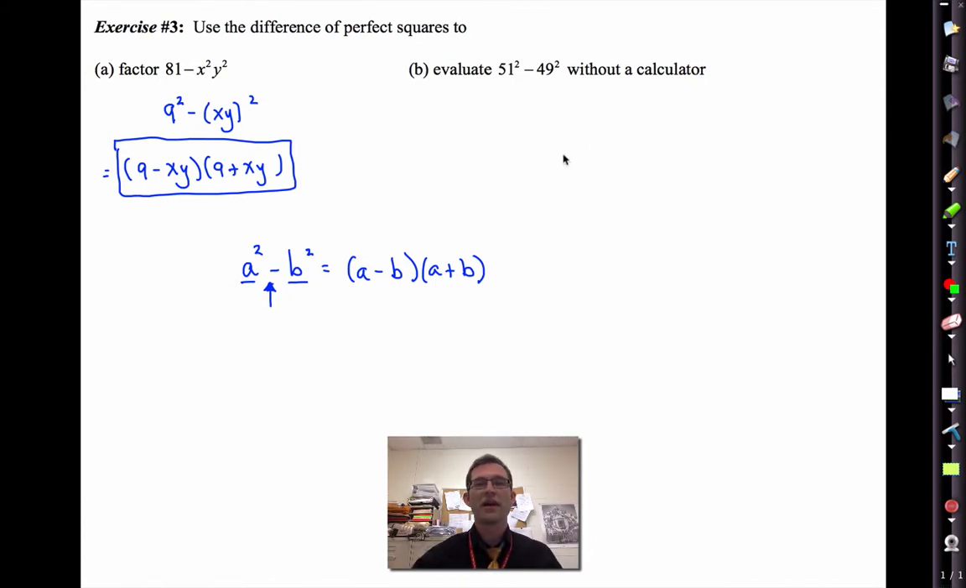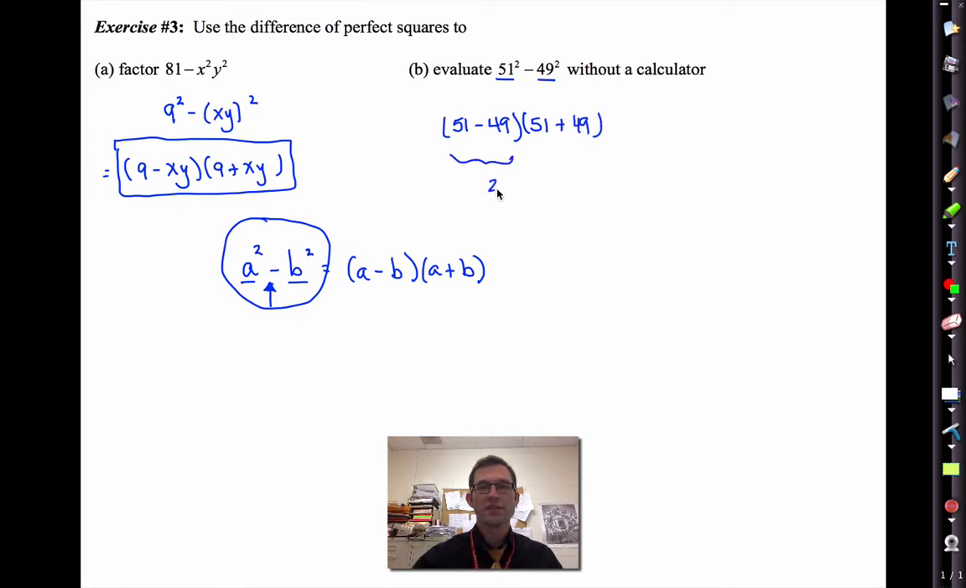Let's take a look at letter B. I love letter B. Take a look at this. I have 51 squared minus 49 squared. That's about as close to resembling this as possible, right? And that's going to give me then 51 minus 49 times 51 plus 49. 51 minus 49, that's a piece of cake, that's 2. 51 plus 49, that's also easy, it's 100. So we get 200. That's kind of a fun problem.